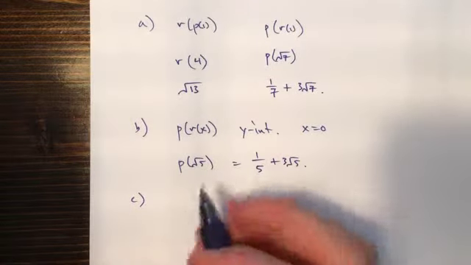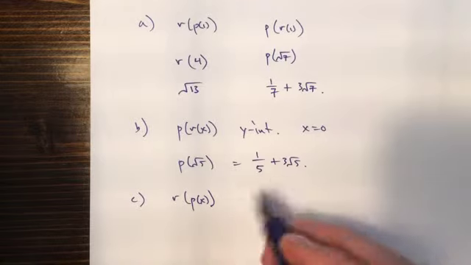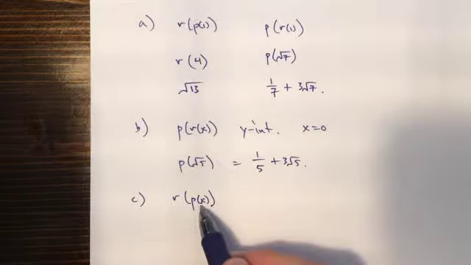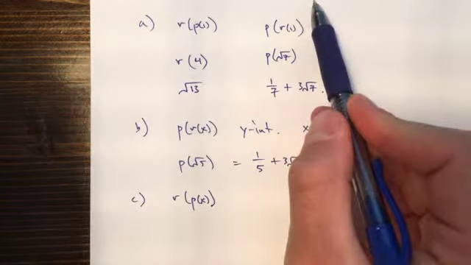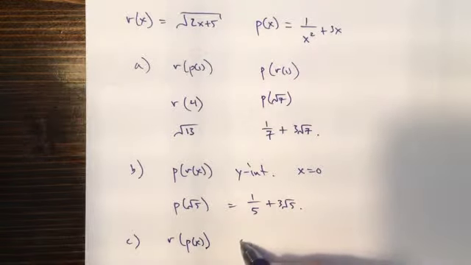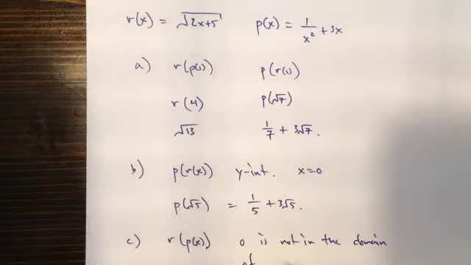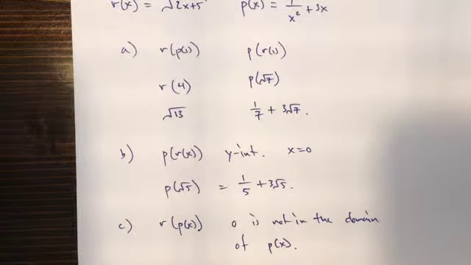C says explain why r of p of x has no y-intercept. Well, I need to plug 0 into p of x, but I can't do that because I'd be dividing by 0. So 0 is not in the domain of p of x. So I can't find a y-intercept.